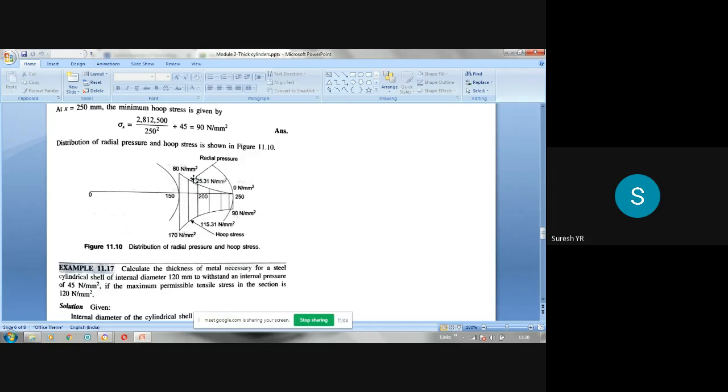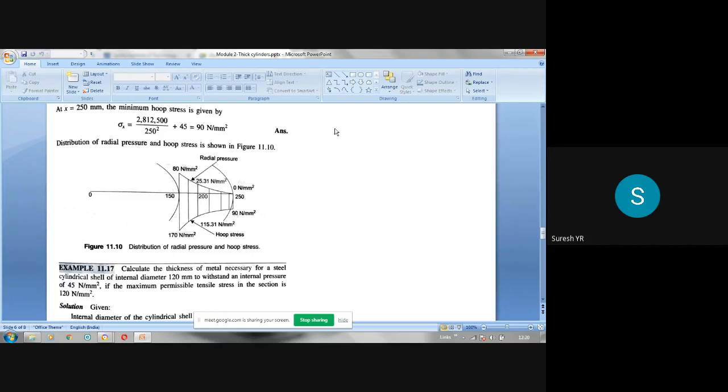And you have to join these points by a parabola. Please note that this is the radial pressure distribution. It is a parabola. In brackets you can write compressive. It is not written here. You can write compressive there. So radial pressure is always compressive.